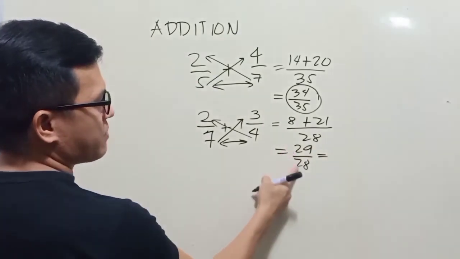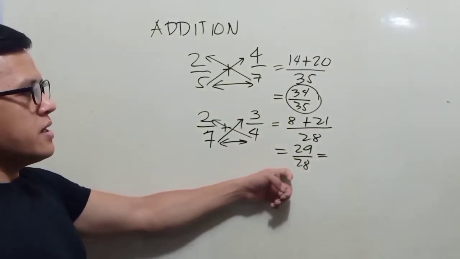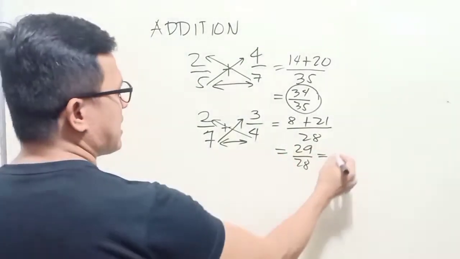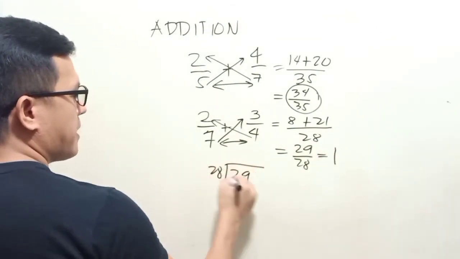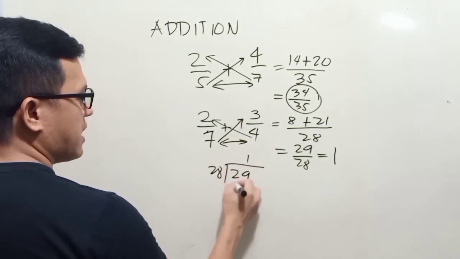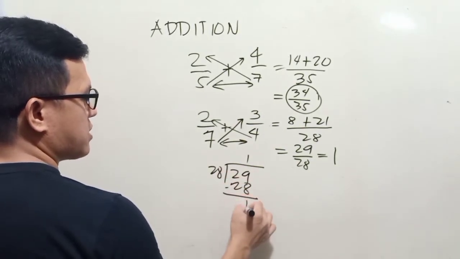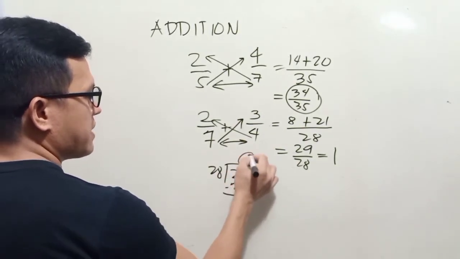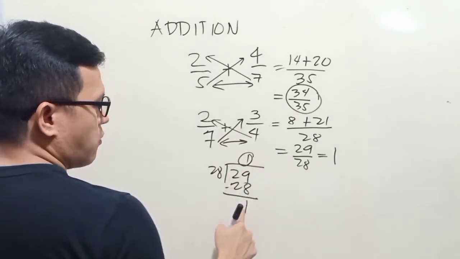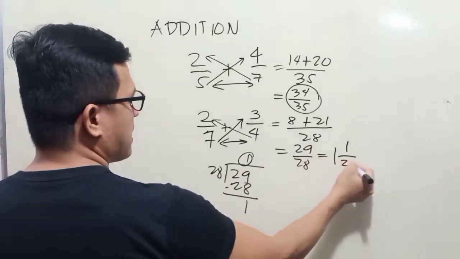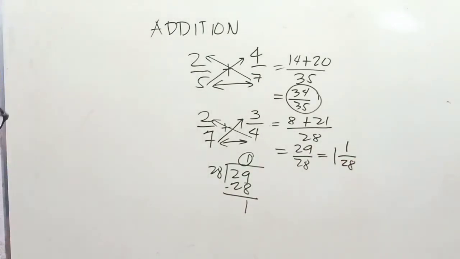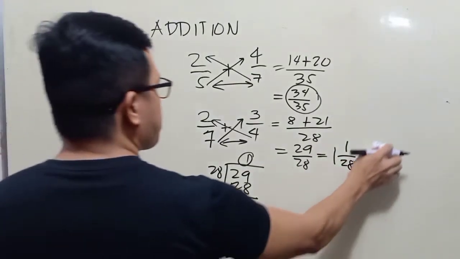And since the numerator is bigger than the denominator 28, 29 divided by 28 is 1. 1 times 28 is 28, and then minus, so that's 1. So our answer must have a whole number here, 1, and then this 1 will be the numerator, with denominator 28. Okay, so that's the simplest form. There we go.